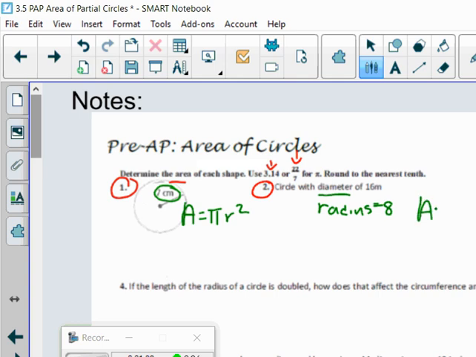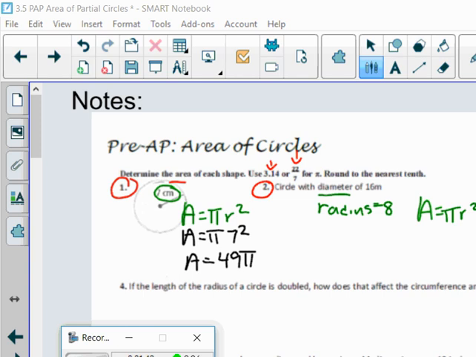Okay? Go ahead and solve. Pause the video if you're at home and play when you're ready. So we're at that point. For those of y'all at home, we're going to use 22 over 7 for pi because 49 is a multiple of 7.